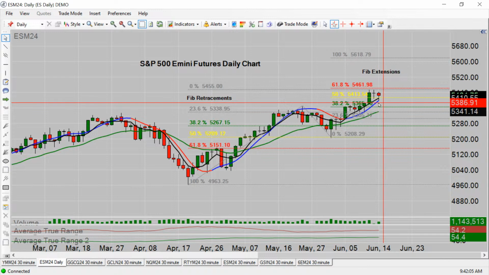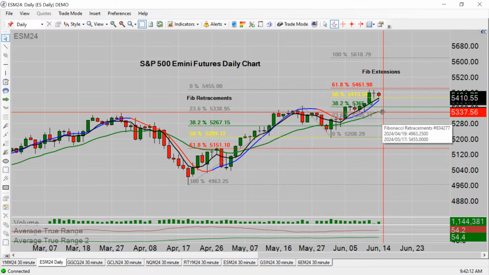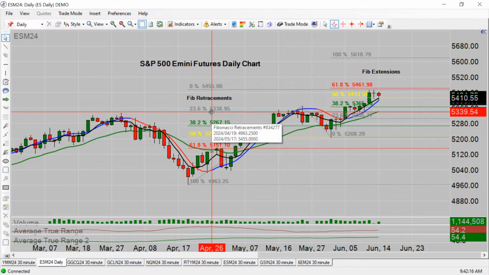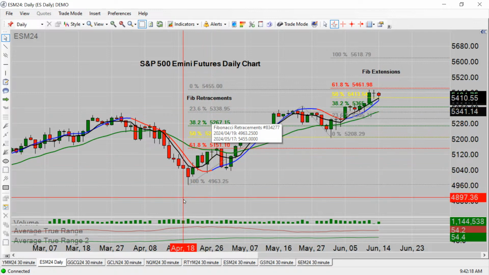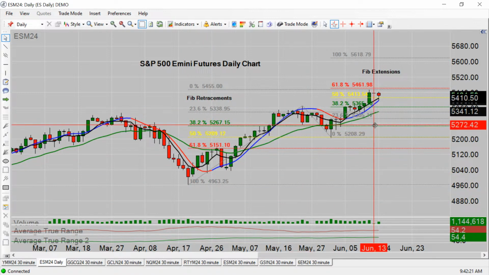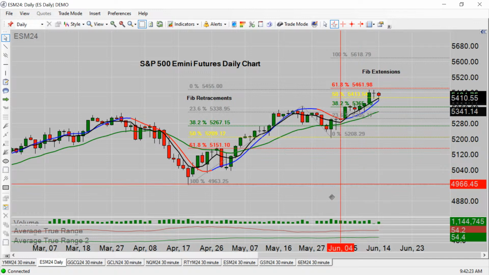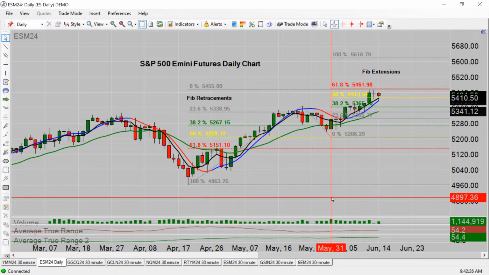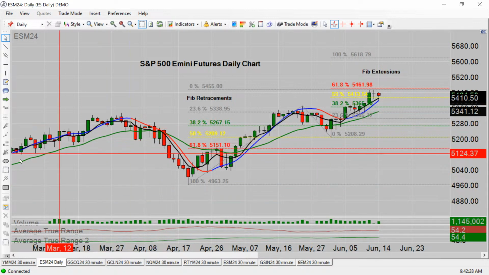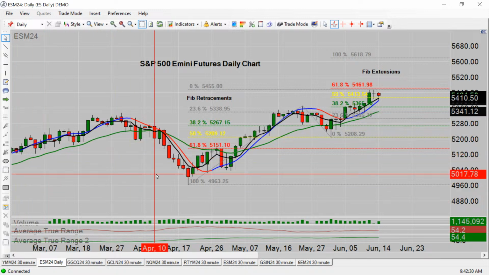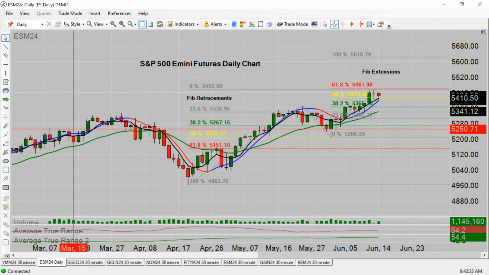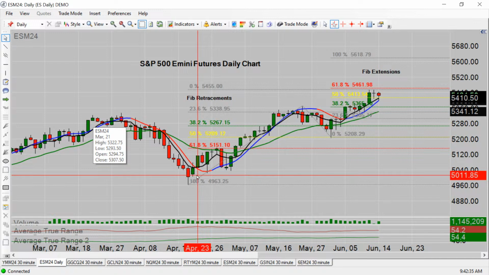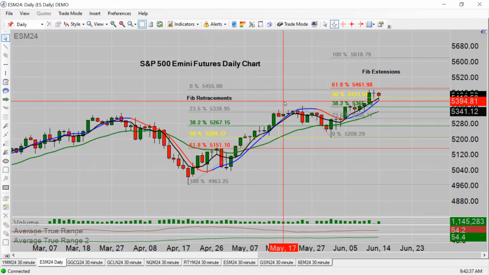If we close below blue and climbing today, then Sunday night you should probably look for a drop to the daily BBC, which is also the 24% fib retracement from the low of April 19th to the high of June 12th. Bull bear cross, BBC. Bullish above, bearish below. Okay?